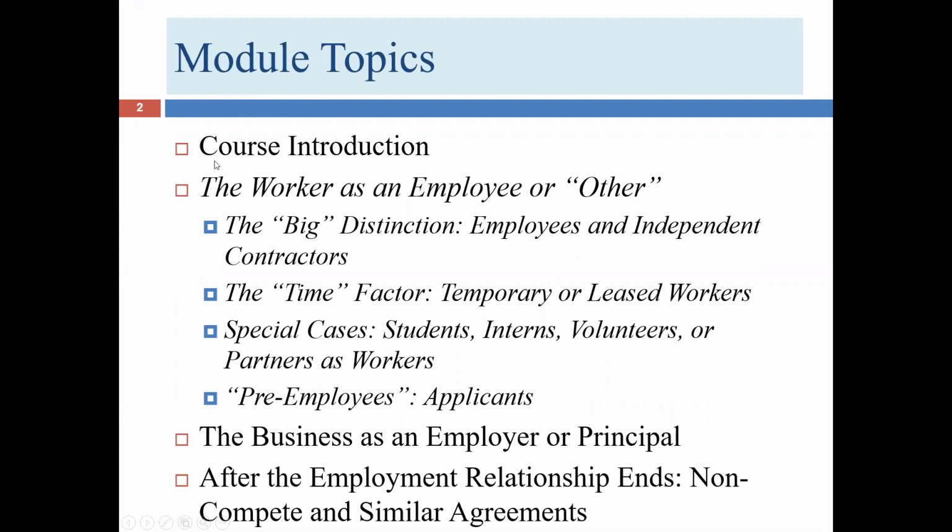The next major topic is the worker as an employee or other. And then there are subtopics within this larger topic. We can see that there are 4. And then we go to our third major topic, the business as an employer or principal. And then our 4th major topic, the employment relationship ends, non-compete, and similar agreements.